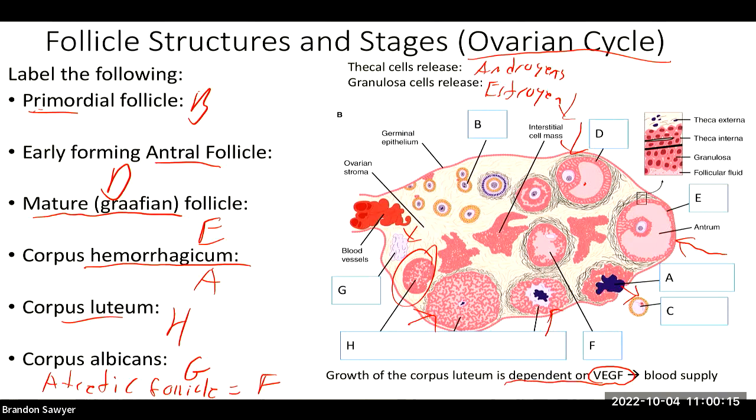Go ahead, Billy. Just the importance of knowing the VEGF? Yeah, it's not so much the VEGF, but just the idea that the growth of the corpus luteum and the health of the corpus luteum is dependent on it getting a blood supply. And that's what vascular endothelial growth factor does. It leads to blood vessel formation in that corpus luteum. And during that time, that's just the follicular phase of just different parts of the body, right? Say that one more time.